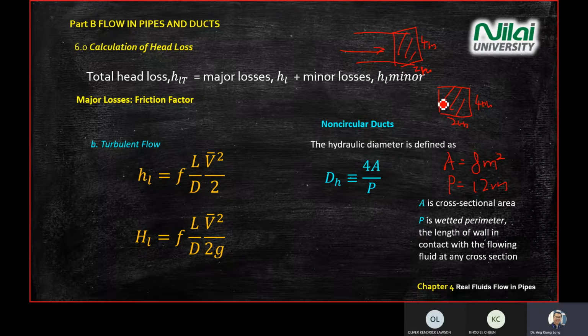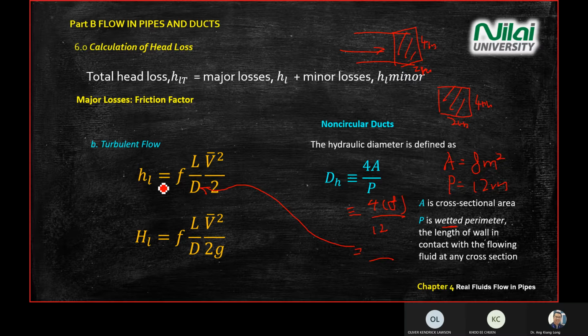You add all these sides together, and the keyword is wetted, meaning the area that is touched by the fluid. So if you do the calculation for this 2 by 4 non-circular duct, you have 4 times the area, 8, divided by 12 meter. So you get the answer for D. You substitute inside this equation to find the major losses under turbulent flow. Clear, Ku and Oliver?